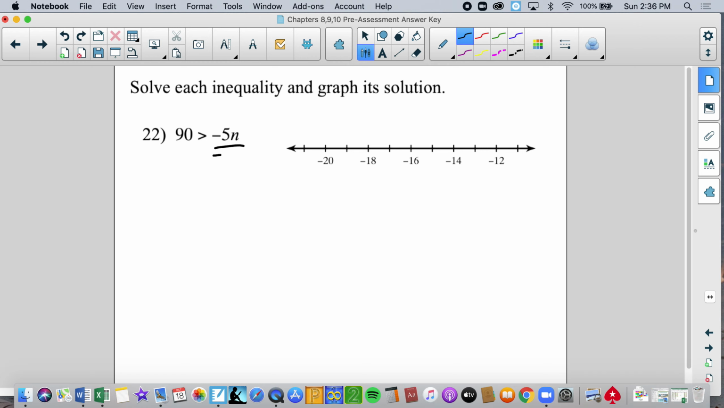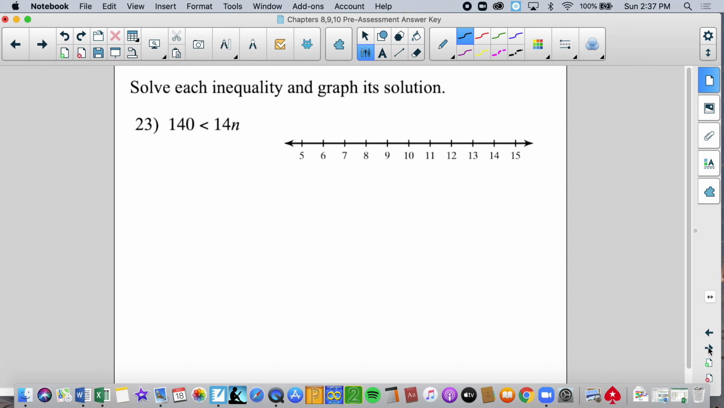Here we're going to divide by -5, divide by -5. Since we divided both sides by a negative, we have to change the inequality sign. The inequality goes from greater than to less than. 90 divided by -5, a positive divided by a negative, is -18. And then I would rewrite it with the variable first. Open circle over -18. My solutions are greater than, so I'm going to go to the right.